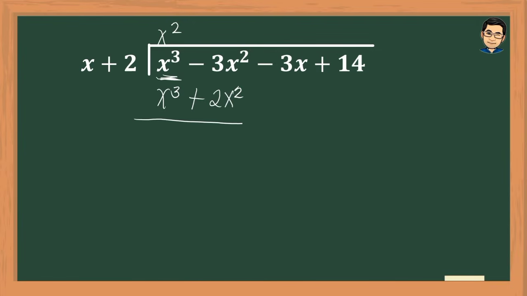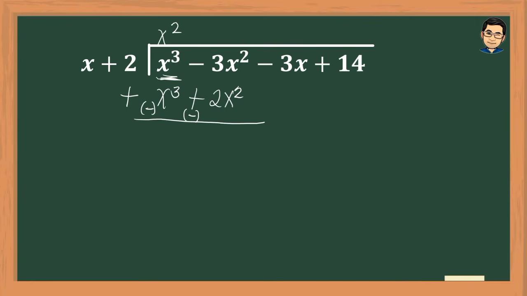And then, we subtract. So, x cubed will become negative. And then, 2x squared will become negative. And then, minus will become plus. So, yung rule po natin, we change the sign of the subtrahend. And then, we proceed to addition.